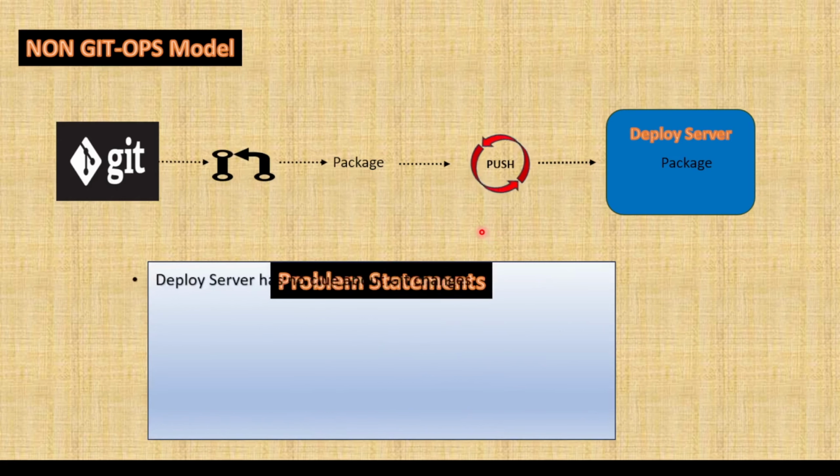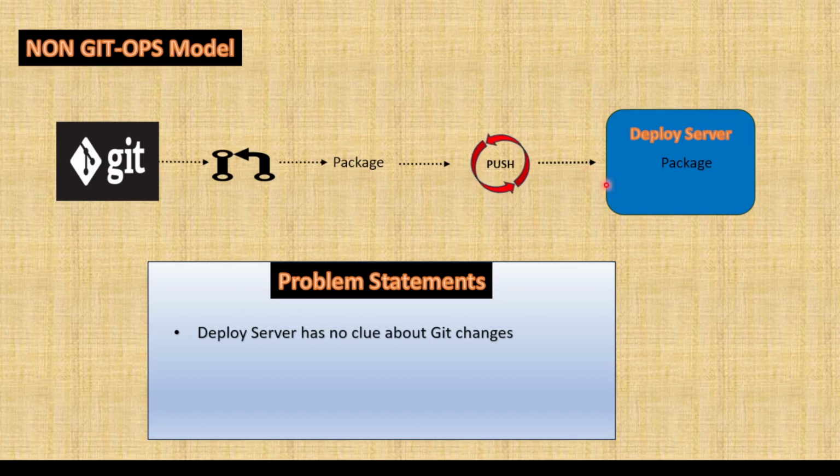Number one, the deployment server has no clue about Git changes. That means that after your deployment, if any changes happen in Git, they will not get updated on the deployment server until someone pushes the code. So even if there is a latest change, your deployment server will not know there is a latest code available for deployment.